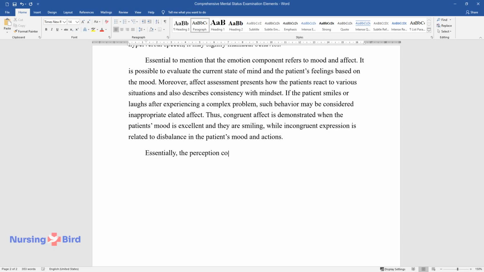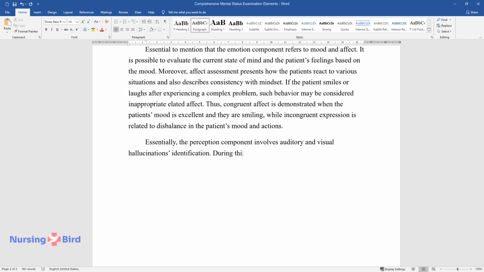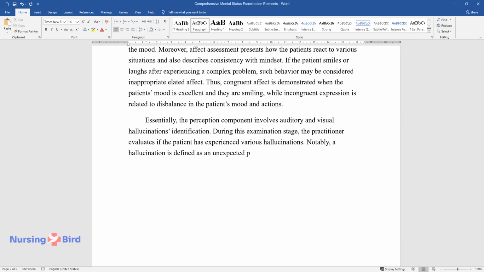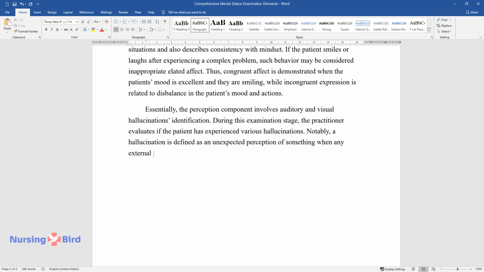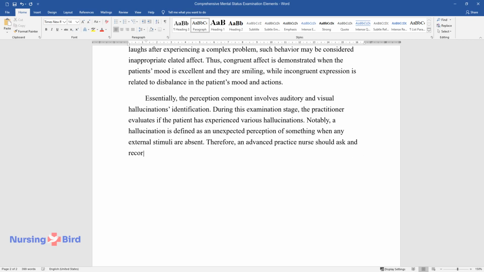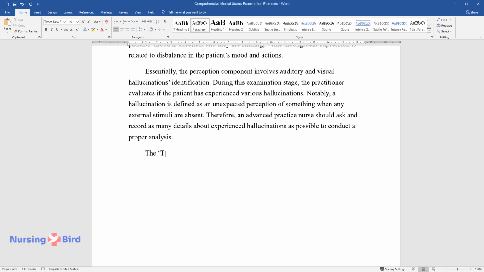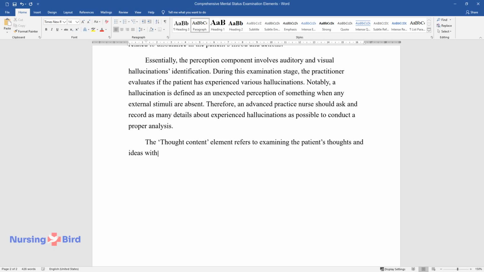Essentially, the perception component involves auditory and visual hallucinations identification. During this examination stage, the practitioner evaluates if the patient has experienced various hallucinations. Notably, a hallucination is defined as an unexpected perception of something when any external stimuli are absent. Therefore, an advanced practice nurse should ask and record as many details about experienced hallucinations as possible to conduct a proper analysis.